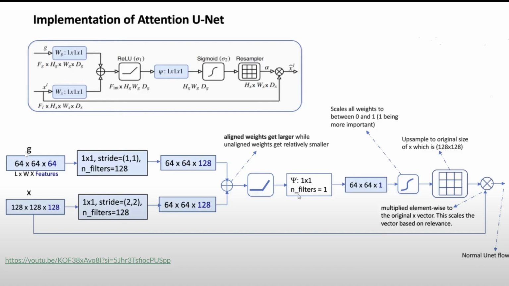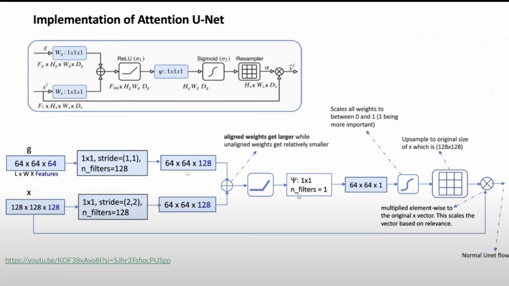Here in the gating signal, we have 64 by 64 by 64 features, and in the actual product, which is coming from the convolution layer, we have 128 by 128 by 128 channels. In the gating signal, we apply a 1 by 1 filter with stride equal to 1 by 1 and number of filters equal to 128, so that we change this matrix to 64 by 64 by 128, while in the actual image we apply a stride equal to 2 by 2, which helps to reduce the size to 128 by 64.